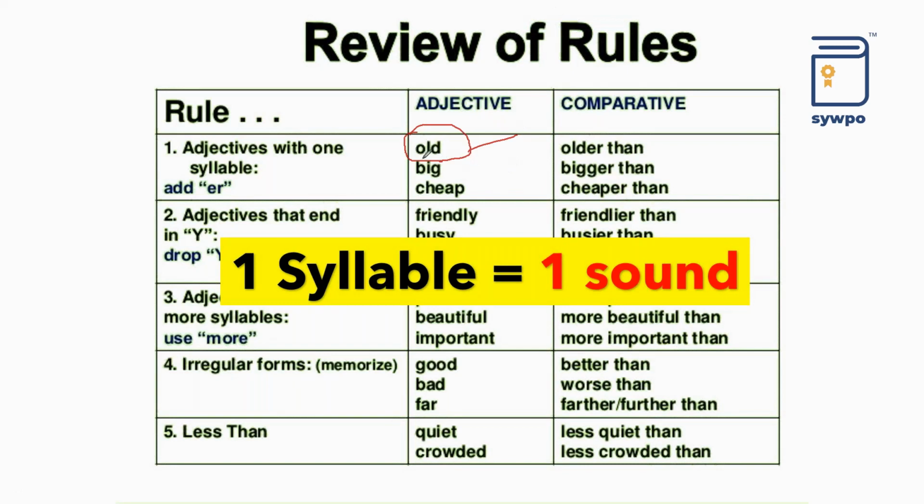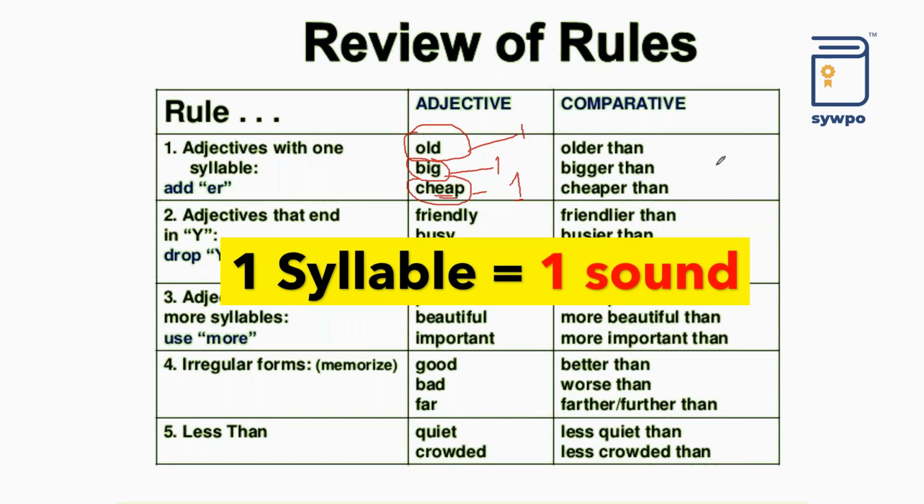And if you say this word here, big, the sound is just one. Just like that, if you say this one, cheap, you will notice you still have one sound. So even though you have 2 vowels here, the vowels are written together. If you have 2 vowels written together, they give you only one sound.